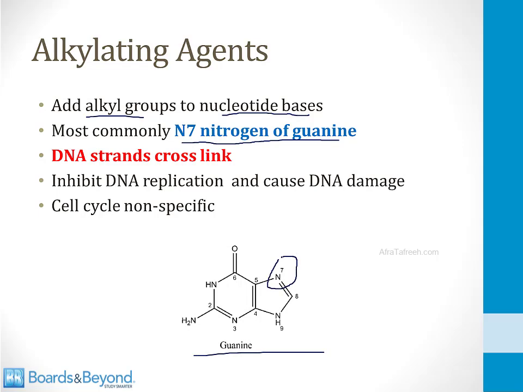And this is the portion of the molecule that will have an alkyl group added to it by an alkylating drug. This will lead to cross-linking of DNA strands, and this will inhibit DNA replication and also cause DNA damage, and this will lead to cell death. And this is why these drugs are effective in malignancies. These are cell cycle non-specific chemotherapy agents. They can alkylate DNA and lead to cell death in cells that are in any portion of the cell cycle.